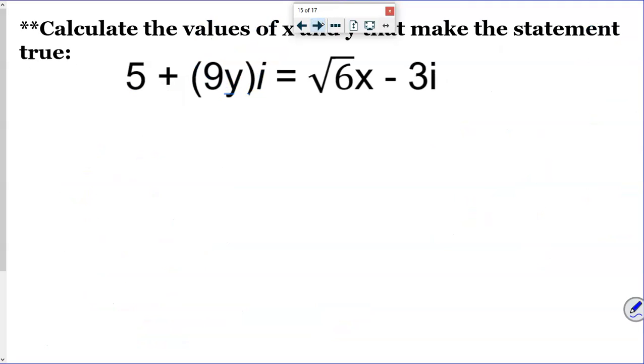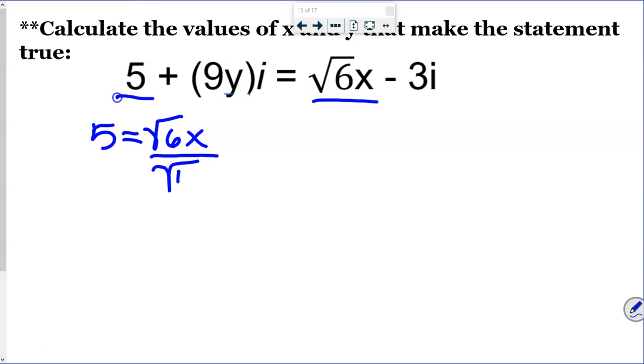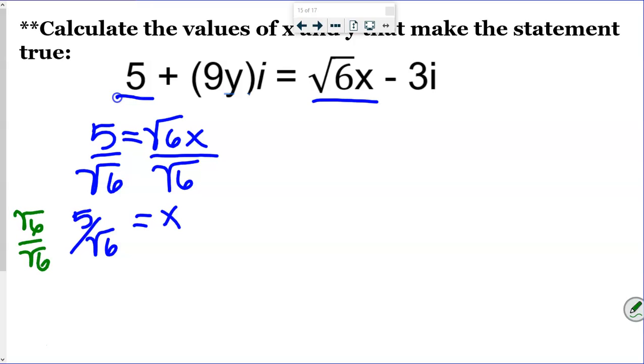All right, so here's our next one. So this time we're going real to real and imaginary to imaginary, right? So we got real to real, so that's 5 equals square root of 6 over x. I'm going to divide both sides by the square root of 6. Recall again that when we're trying to get rid of that radical, we're going to multiply it by the square root of 6 over the square root of 6, okay?